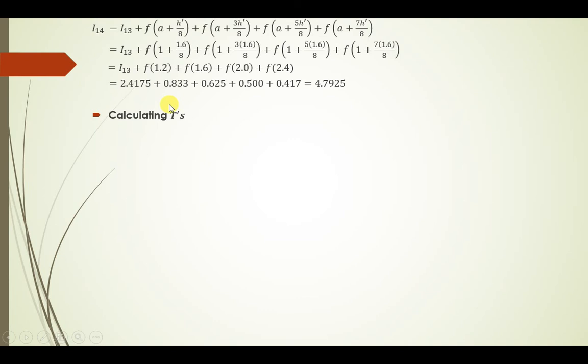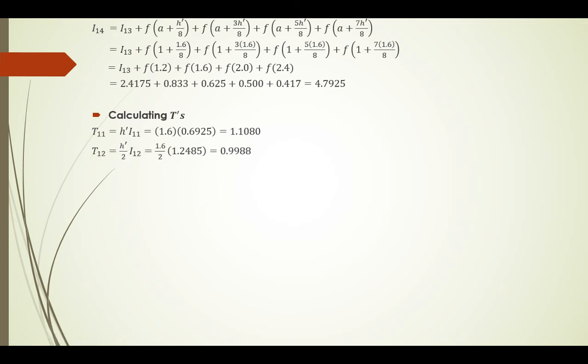Now the next thing is we need to calculate the values of t's. You see, the formula for t11 is h prime into I11. Replace h prime by 1.6 and replace I11 by its own value, and multiplying these two to get this answer. This answer is actually t11.